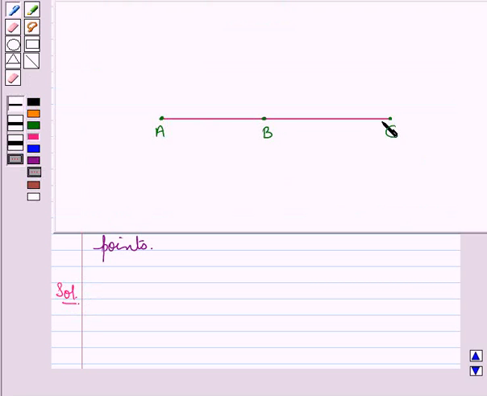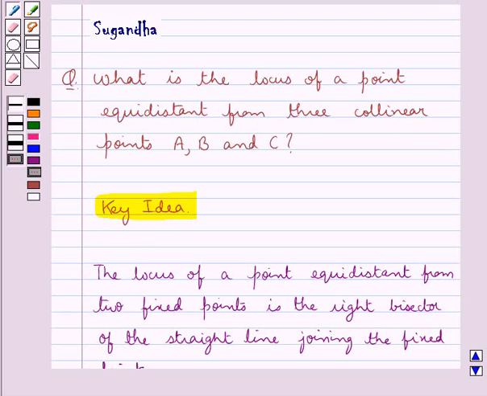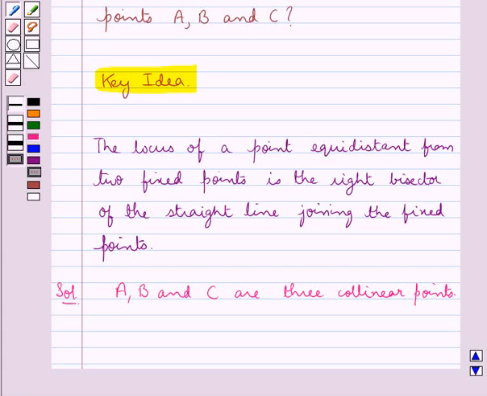Consider the three points A, B and C. Here we have A, B and C are three collinear points. We have to find the locus of a point equidistant from the three collinear points A, B and C. From the key idea, we know that the locus of a point equidistant from the two fixed points is the right bisector of the straight line joining the fixed points.